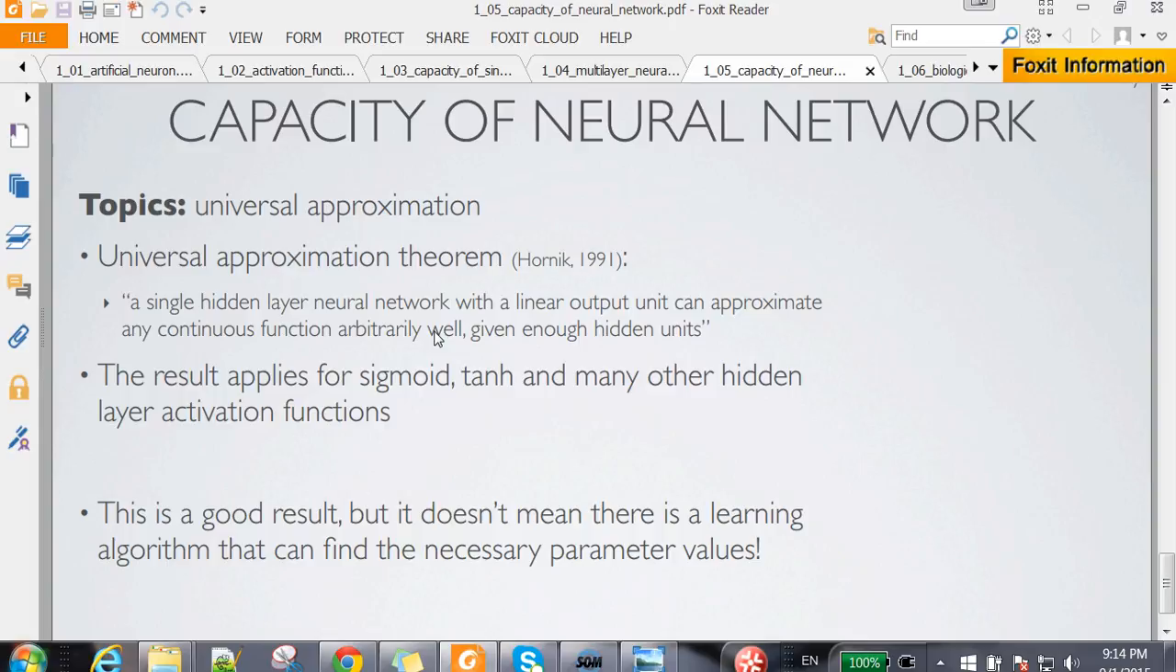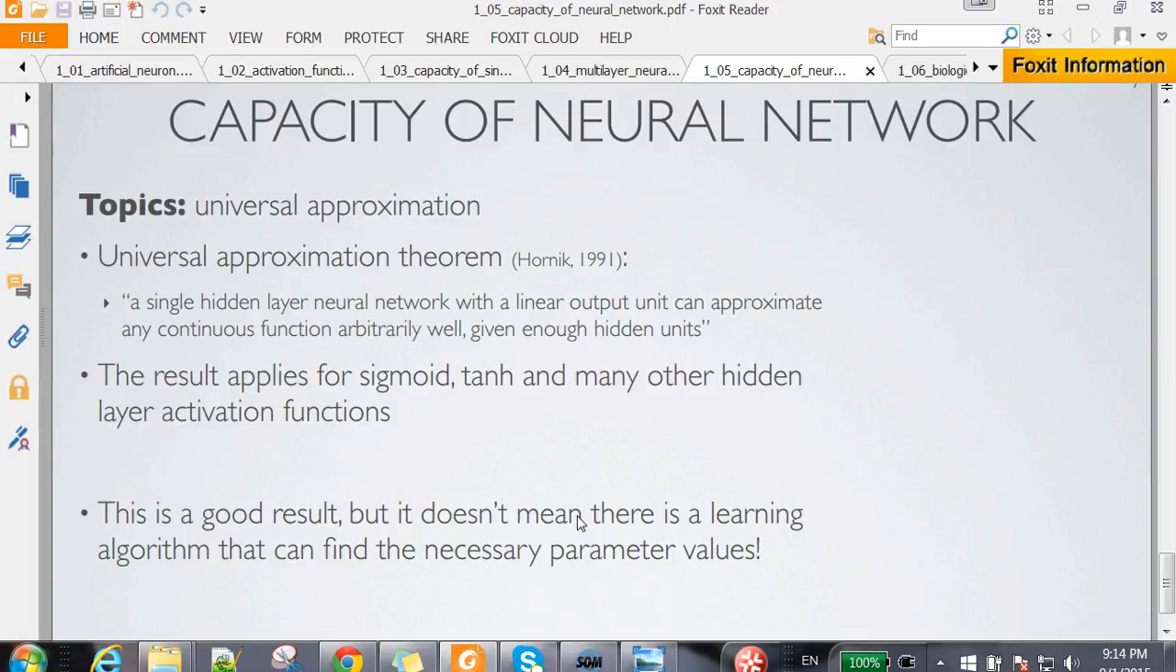So that gives us a lot of hope for using neural networks. However, this is a good result, but it doesn't mean that there is a learning algorithm that can find the parameters. There are parameters, but that doesn't mean you can find them.